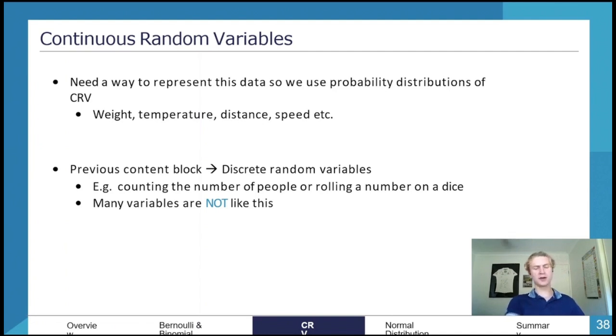So for the last half an hour or so, this previous content block that I've been talking through was discrete random variables. And examples of that included counting the number of people in a room or rolling a number on a die. We can't get these decimal places. And as soon as you think there's decimals, you should be suspicious that it's a continuous random variable.